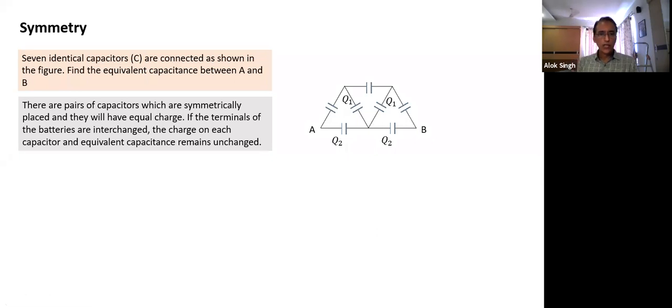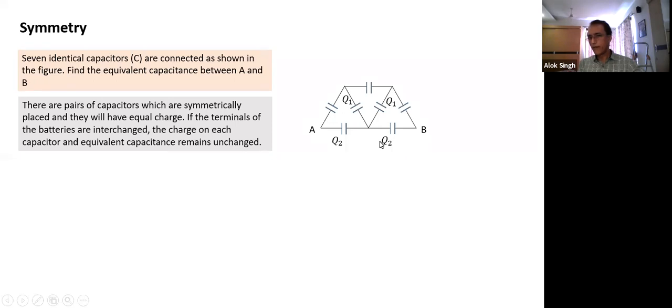So that is the symmetry we can make use of. If we find a pair of capacitors which are symmetrically placed, they will have equal charge. And we can deduce that from the fact that when the terminals of the battery are interchanged, the capacitance also remains the same. So what it means, see, suppose I take an example, suppose I am not sure and I say this may be Q2 and this may be Q3. When I connect the same battery's positive terminal, this is Q2 and this is Q3.